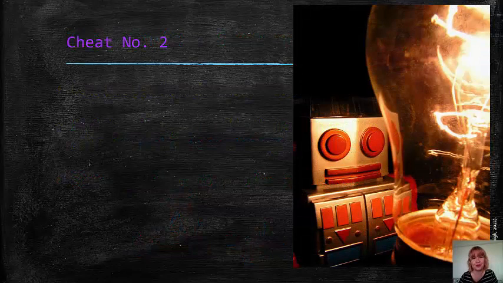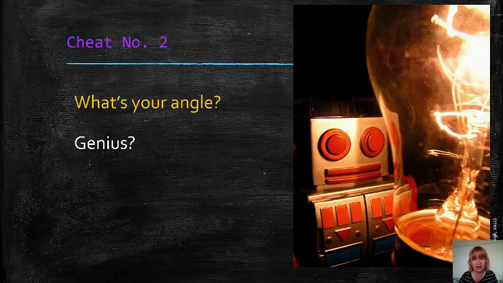Cheat number 2. Cheat number 2 is all about having an angle. Do you have a brilliant idea, or do you want to present an argument? Sometimes having an argument or a certain angle with your work can really help strengthen your written work and make it more interesting, and it can actually help you when you're actually writing your work.